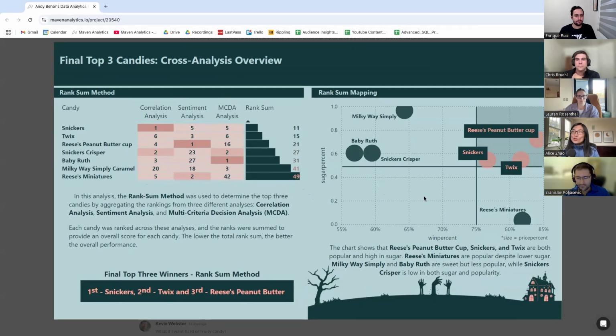And then there's this extra scatter plot on the right here, which is kind of interesting. It shows the win percentage along with the sugar percentage. And then the top candies all won a lot and they had a lot of sugar.